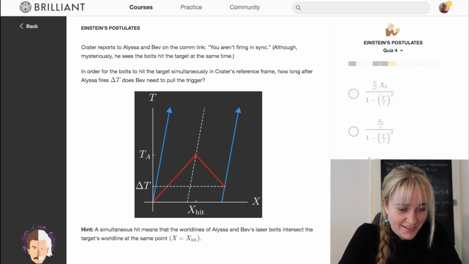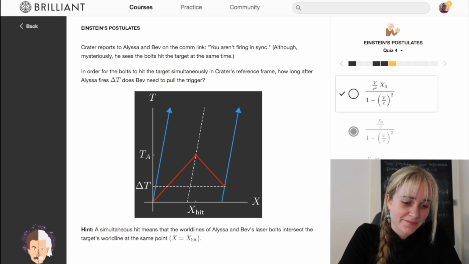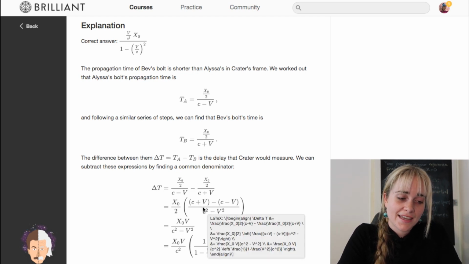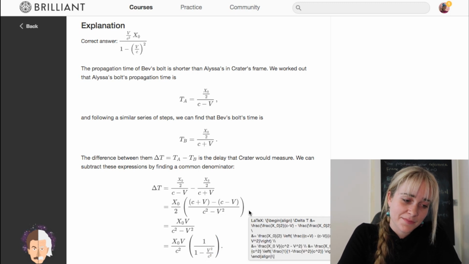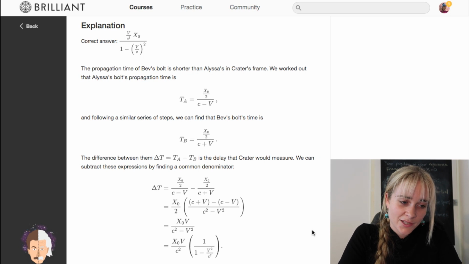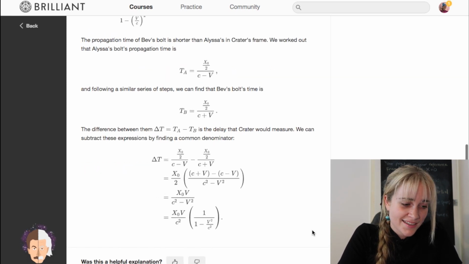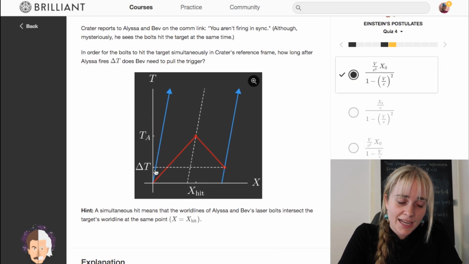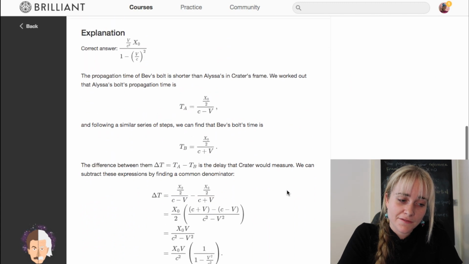I guess this one, it's the first one. This is the algebra you need to do. So this is Alyssa's time, this is Bev's time. You want to subtract them, which means you need to convert them to having the same denominator as their fractions, and then do the algebra from there. But I think we understand sort of what's going on here. It's the time that Crater perceives there to be between the two girls firing.